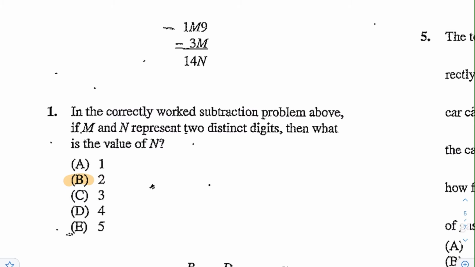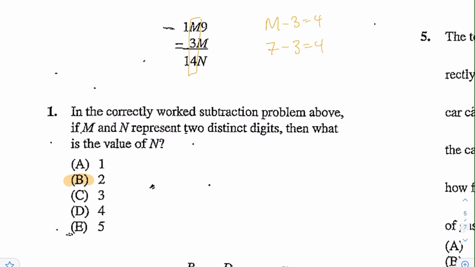For this one, you have to start with the ones place. So you know that 9 minus m is equal to n. And m minus 3 is equal to 4 in the tens place. Because the 1 in the hundreds place doesn't change, you don't have to borrow or anything, that means m minus 3 has to be equal to 4. And that means that m has to be equal to 7.